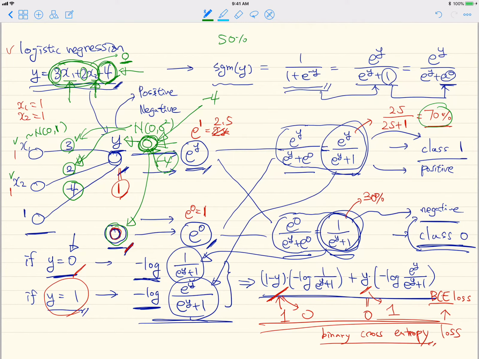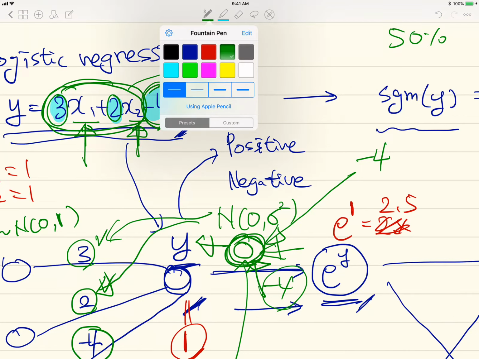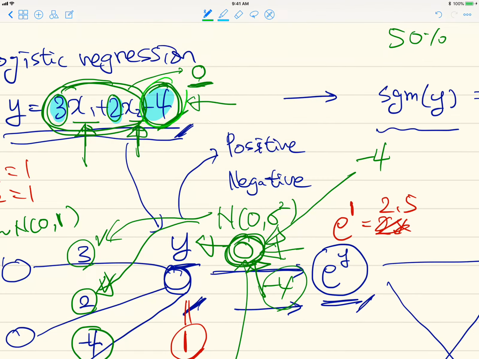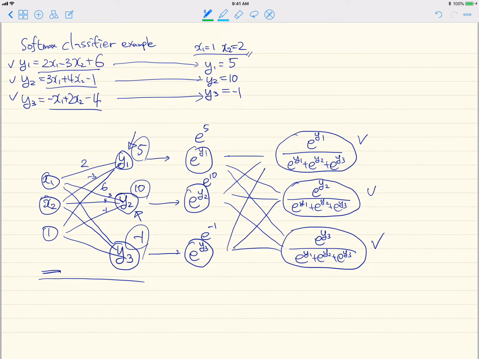But again, those three values of 3, 2, and -4 will be fully optimized by our gradient descent algorithm, right? So we do not actually set this bias value on our own. That is not the case; this bias is actually learned by our algorithm. And also we can apply a similar kind of idea to this softmax classifier example as well.